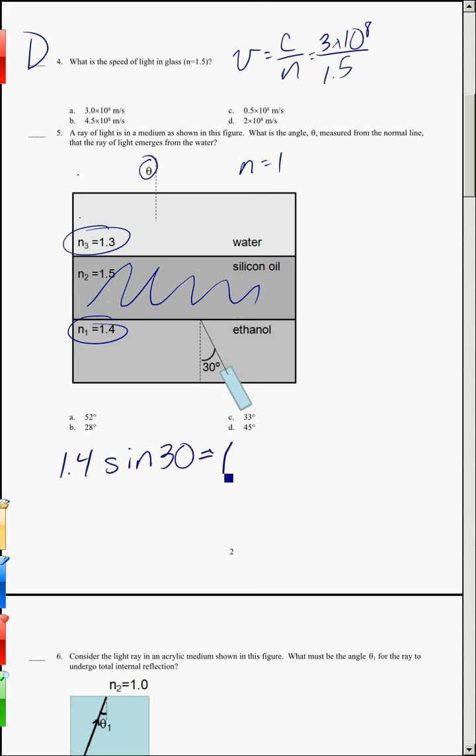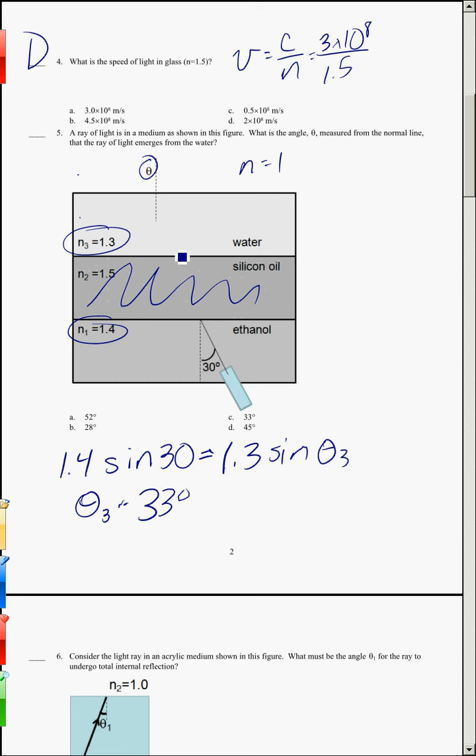equals 1.3 sine, and I'll call this theta 3. And then we solve for theta 3. We get 33 degrees. That's not the answer, however.